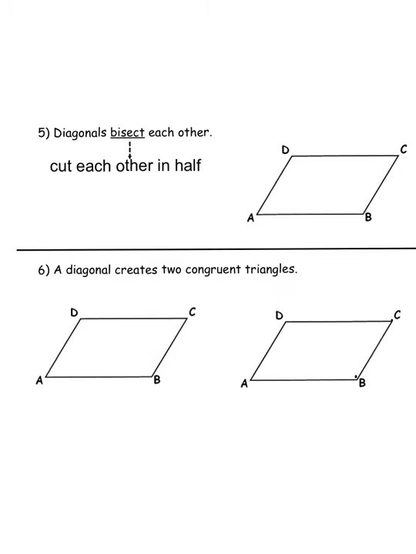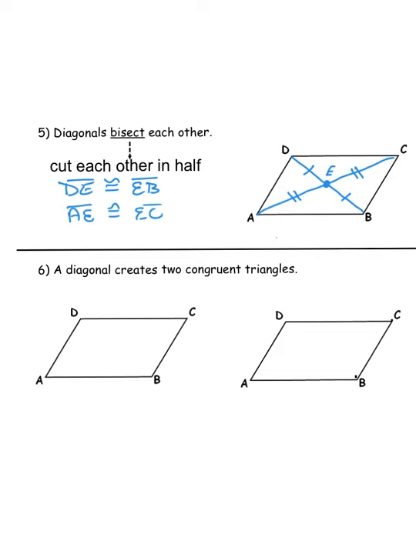The next property is that the diagonals bisect each other, which means that they cut each other in half. So if I draw a diagonal DB and I draw a diagonal CA, and I make a point where the diagonals cross each other, we'll call that E, I can say that DE is congruent to EB, and I can say that AE is congruent to EC. So this piece here is congruent to this piece here.